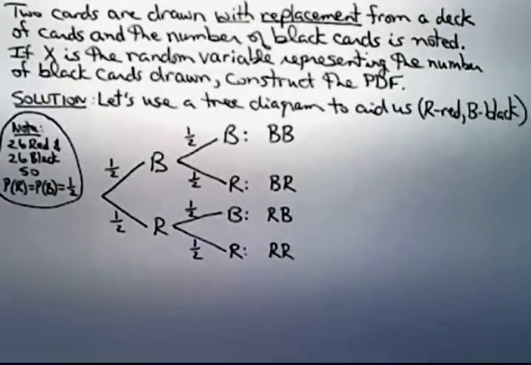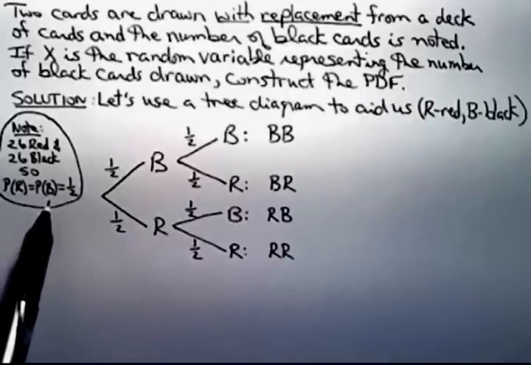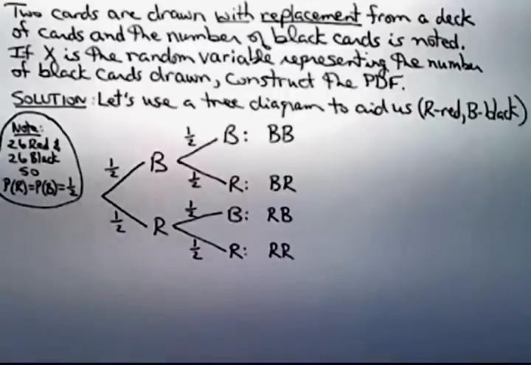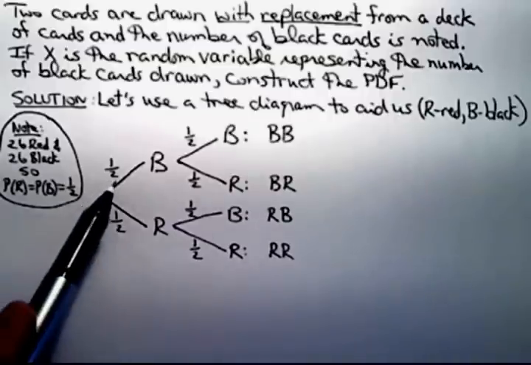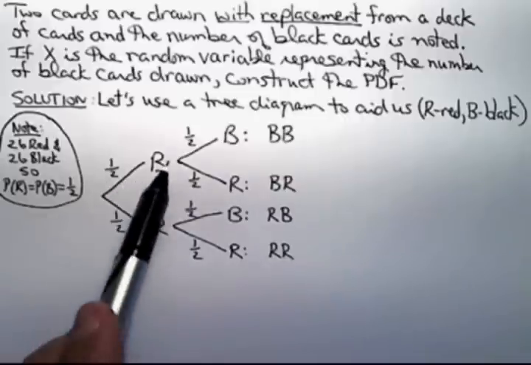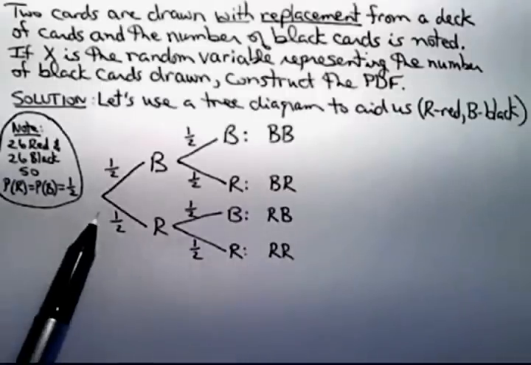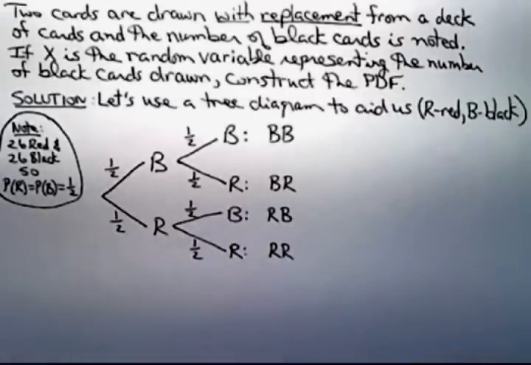Now we need to use our knowledge of a deck of cards. We know there are 52 cards and half of them are black and half of them are red. In other words, 26 red, 26 black. So the probability of getting a red randomly drawn or the probability of getting a black is 1/2. So I would take the probability of getting a black and put it on the branch itself. Every time you see a B branch, put 1/2. And since the probability of getting a red is also 1/2, on the red branches I'd also put a 1/2. That allows me to see the probabilities of going down each branch.